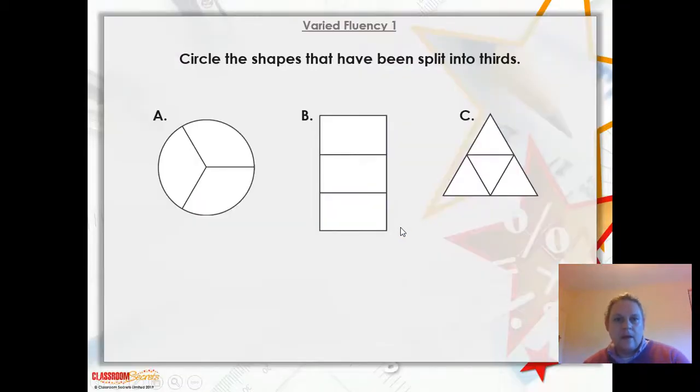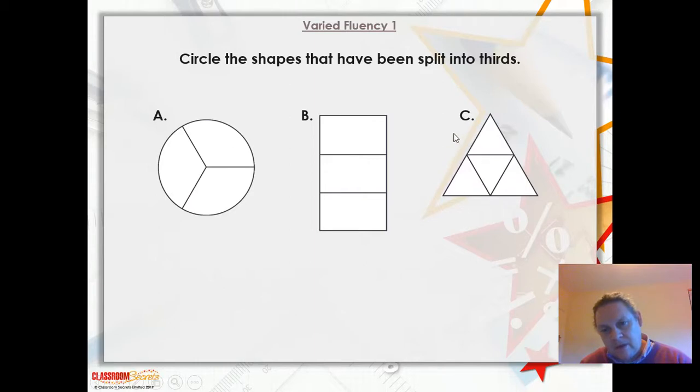Circle the shapes that have been split into thirds. Now let's check. This one, A, is that divided into thirds? Well, let's see, how many pieces are there? 1, 2, 3. Are all the pieces exactly the same? Yes, they are. So that one's divided into thirds. What about this one? 1, 2, 3 pieces. Are the pieces all exactly the same size? Yes, they are.